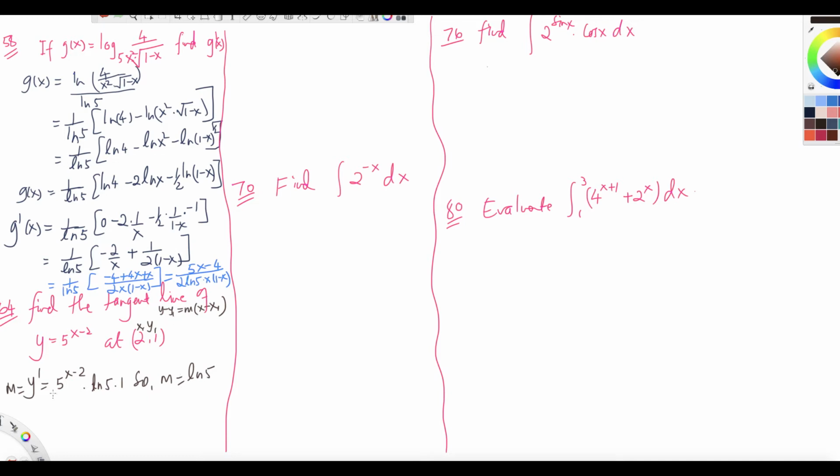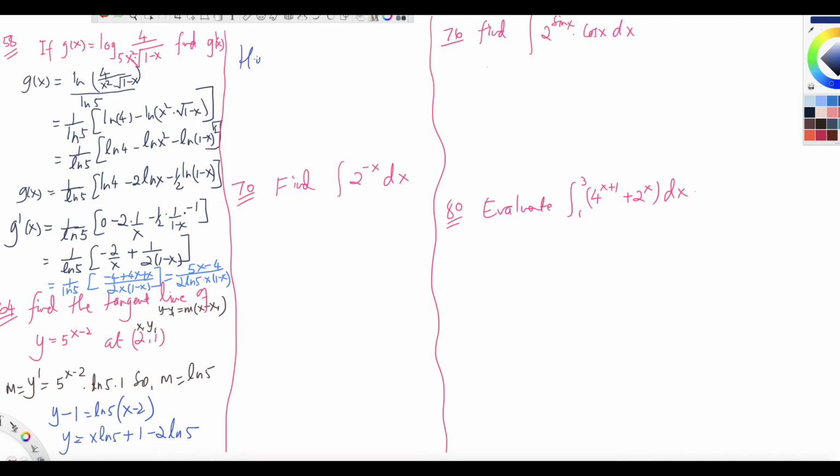So now plug in that. You get y minus y1, which is 1, equals ln 5 times x minus 2. Okay, so what is y then? Add 1 on both sides. You will get x times ln 5, that's mx, and plus b is plus 1 minus 2 ln 5, because you need to distribute this ln 5 times 2, which is negative 2 ln 5, and then add 1. That's like y equals mx plus b.